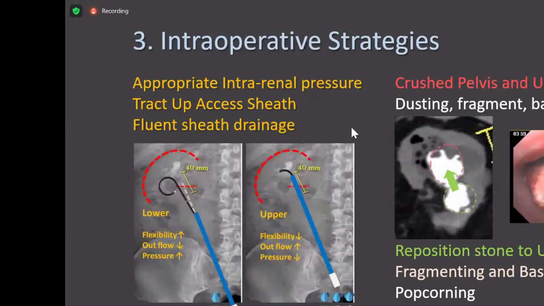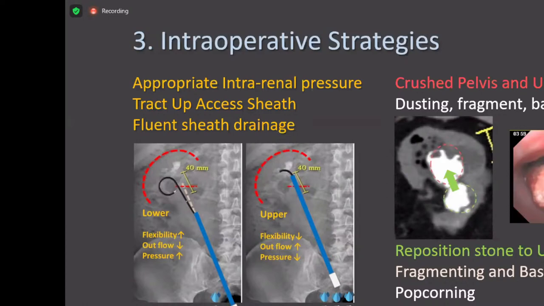In the operation, there are some things we keep in mind carefully to make the operation more effective and safer. The first, we need to control appropriate intrarenal pressure. As many speakers mentioned before, intrarenal pressure is the most important thing to avoid complications, both infection and thermal injury. So for this case, we want to use a sheath as large as we can, and we need to keep the fluid sheath drainage, so we can lower intrarenal pressure. In this case, we found turbid urine with some tiny stone fragments drained fluently.